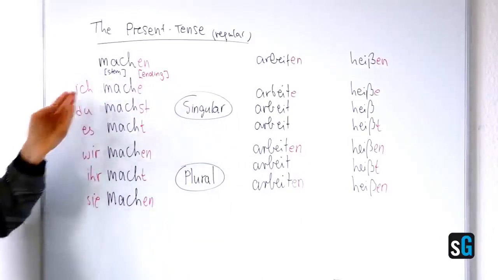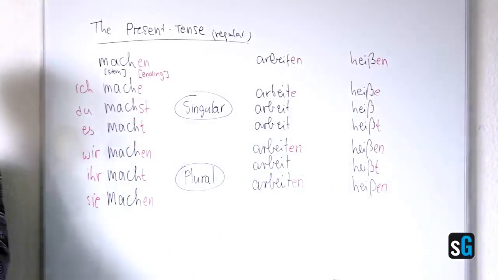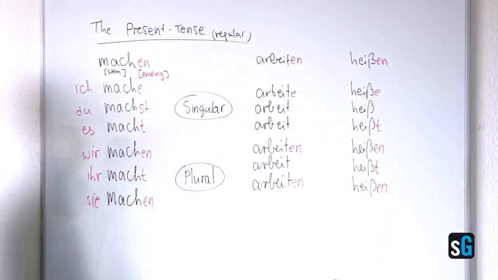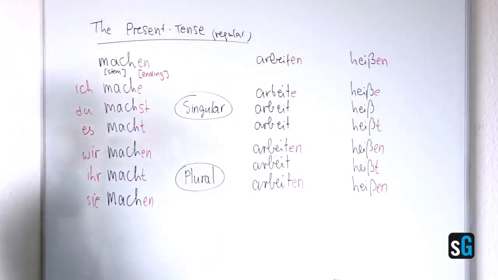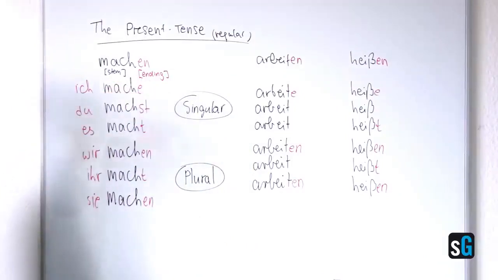And you can see that here, ich always ends in E. The verb for ich ends in an E. So ich mache, ich kaufe, ich spiele, ich sehe, ich esse. It always ends in an E. There's very few exceptions. We will take a look at these as well. But for now, that's all you need to know.